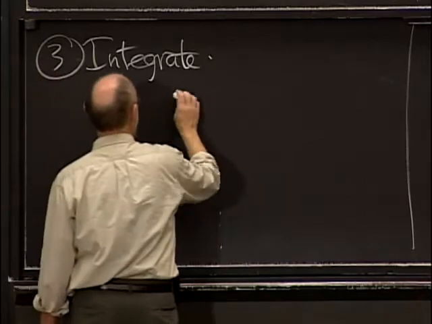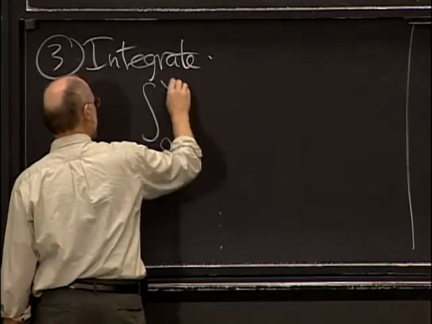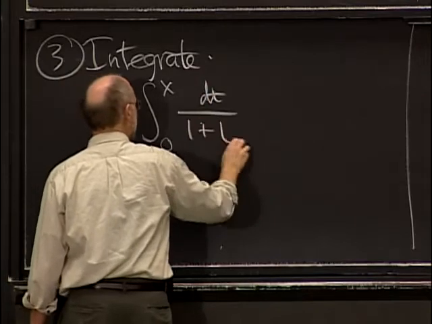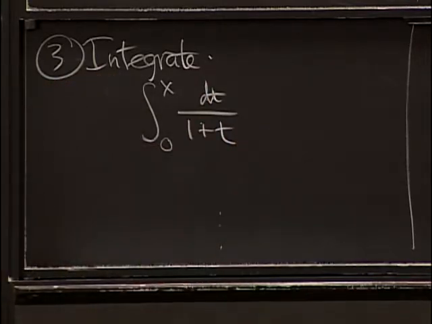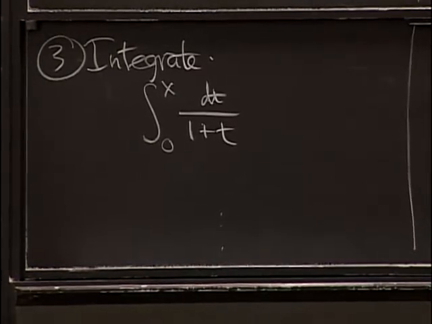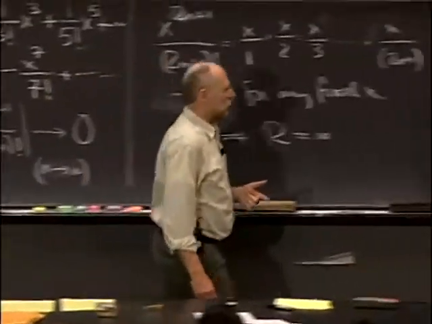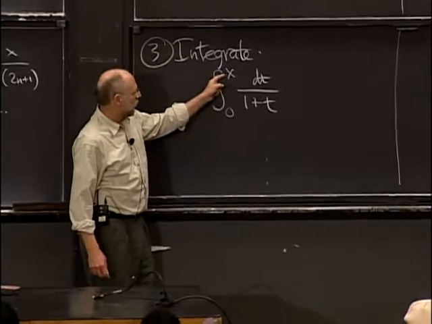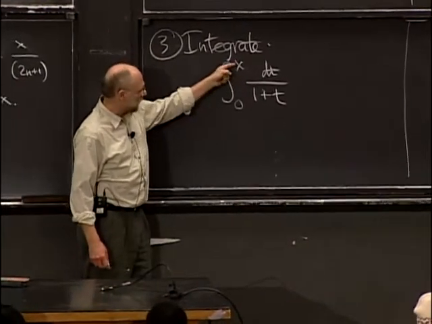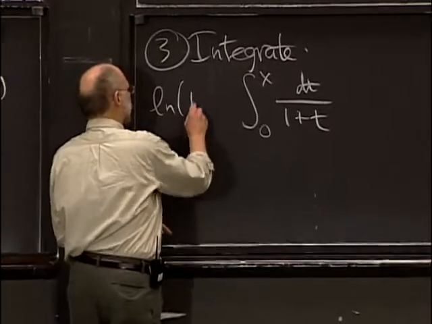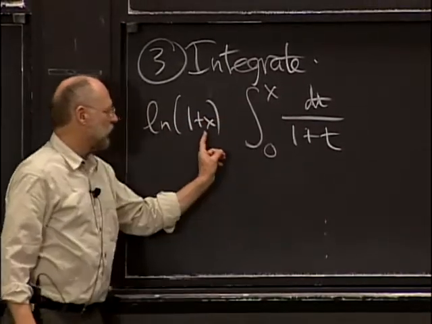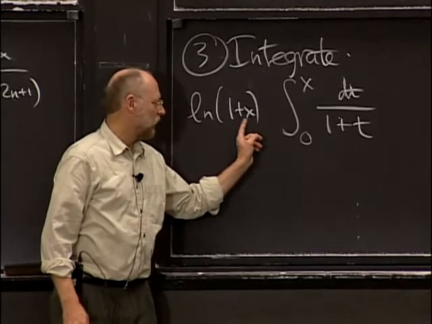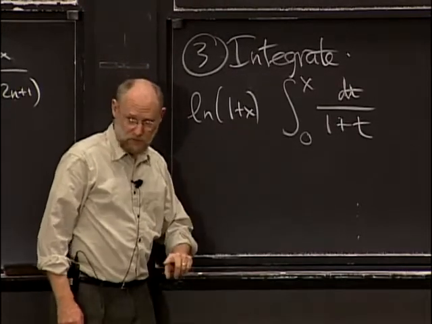So the integration I'm going to do is this one: the integral from 0 to x of dt over 1 plus t. What is that integral as a function? When I find the antiderivative of this, I get the natural log of 1 plus t. And when I evaluate that at t equals x, I get the natural log of 1 plus x. And when I evaluate at 0, I get the natural log of 1, which is 0. So this is what you get.